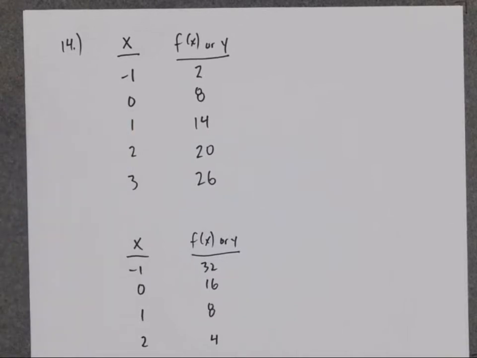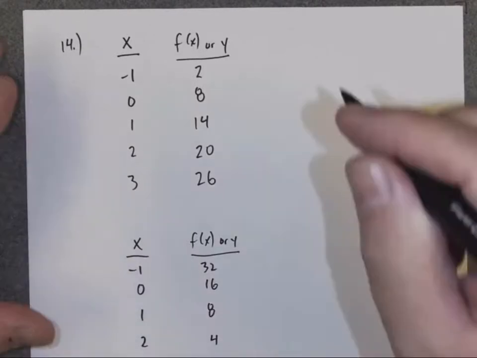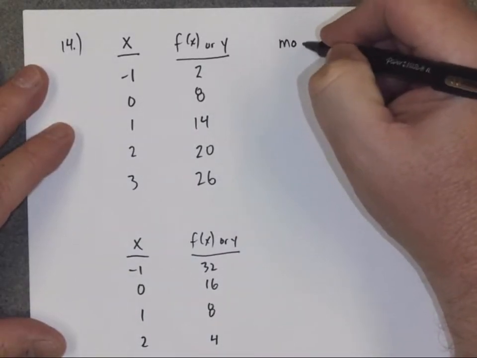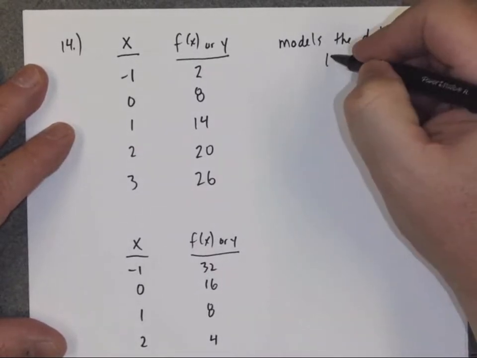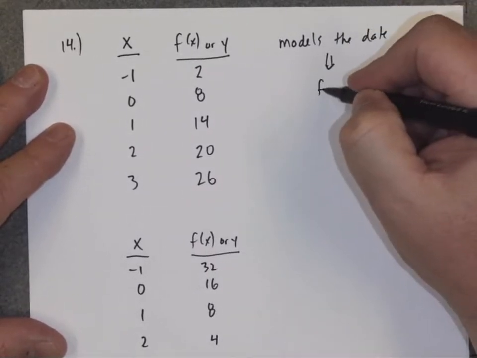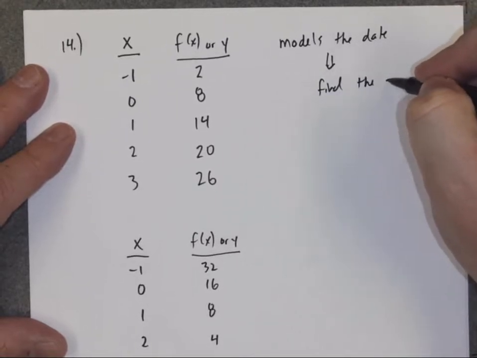I went ahead and wrote down the table to save time. Problem 14 says, determine whether the function given by the table is linear, exponential, or neither. If the function is linear, find a linear function that models the data. If it is exponential, find an exponential function that models the data. When they say models the data, that's a fancy way of saying find the equation.